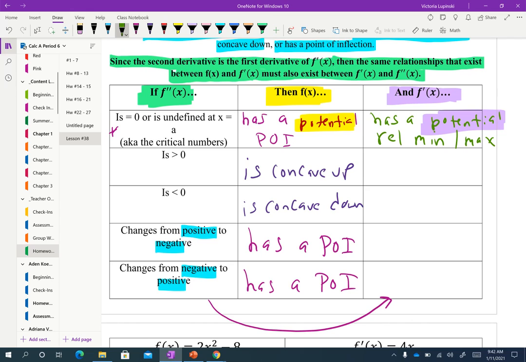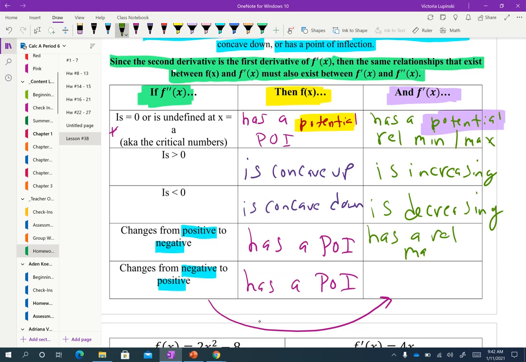Wherever the second derivative is positive, that tells us where the first derivative is increasing. Tells us where, if it's negative, that it's decreasing. If it changes from a positive to a negative, then we know for sure that there has to be a relative maximum there. And if it changes from a negative to a positive, then we know there has to be a relative minimum there.